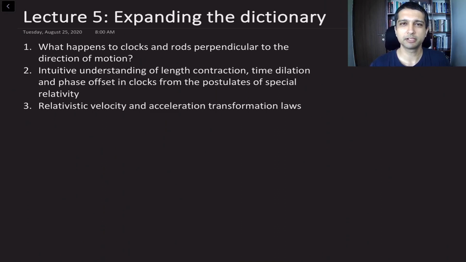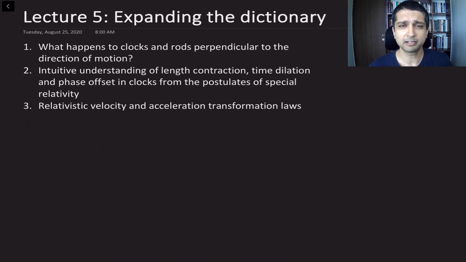Hello and welcome to this fifth class on special relativity. In the last class, we saw how the special relativity dictionary or transformations imply a whole host of strange effects that were completely unprecedented: the relativity of time, time dilation, moving clocks appearing to tick slower, length contraction, moving rods appearing to be shorter, and the phase offset that we would expect to see in moving clocks.